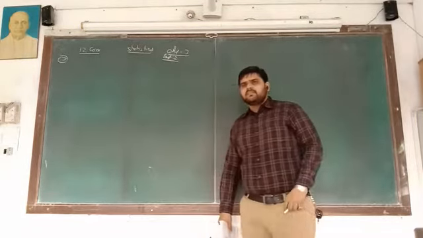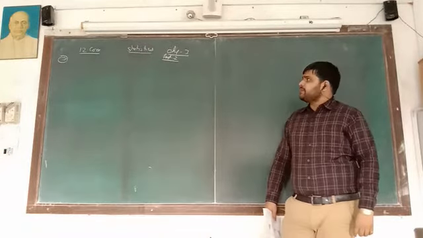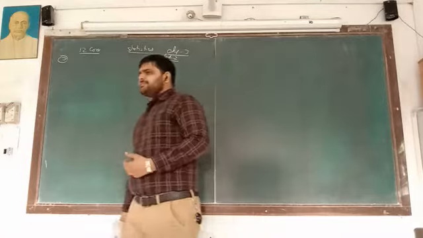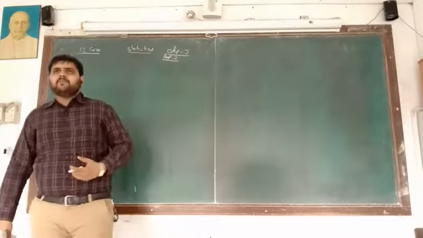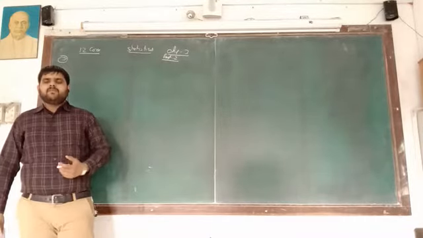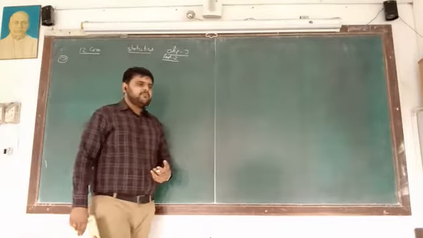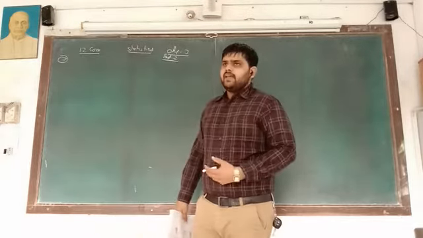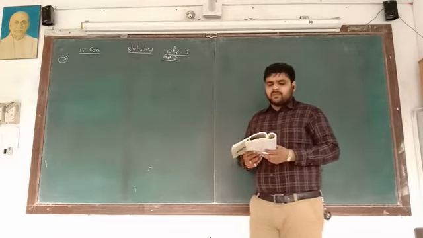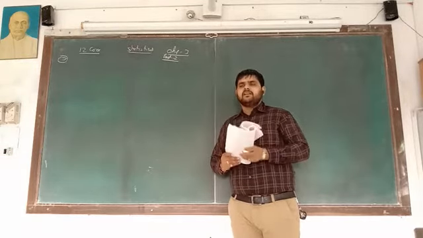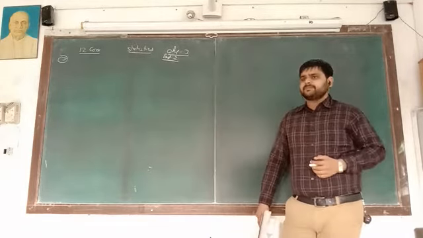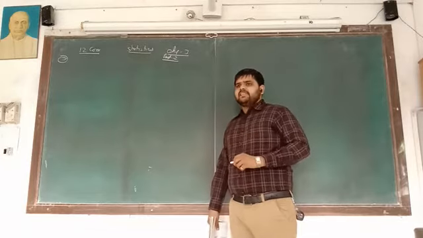Standard 12 Commerce, subject Statistics, and chapter number 3 of part 2, that is normal distribution. In the last lecture, we learned about various properties as well as example number 6. So, the various properties of normal distribution and various properties of standard normal distribution. Okay, so two types of properties that we have to learn over here: normal distribution and standard normal distribution. And example number 6 that we have to complete.